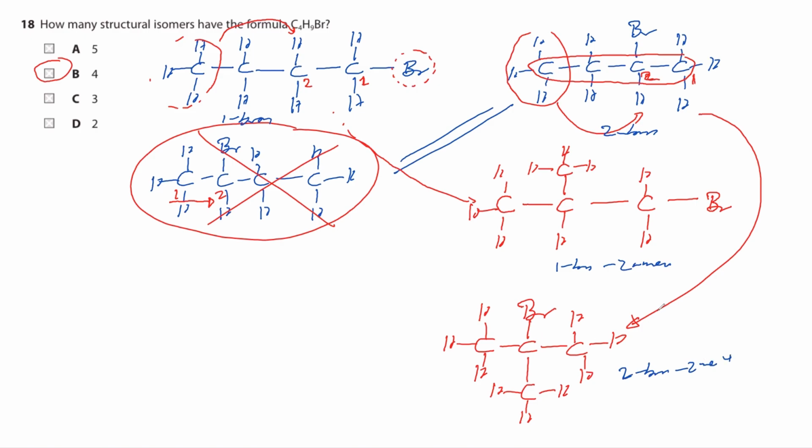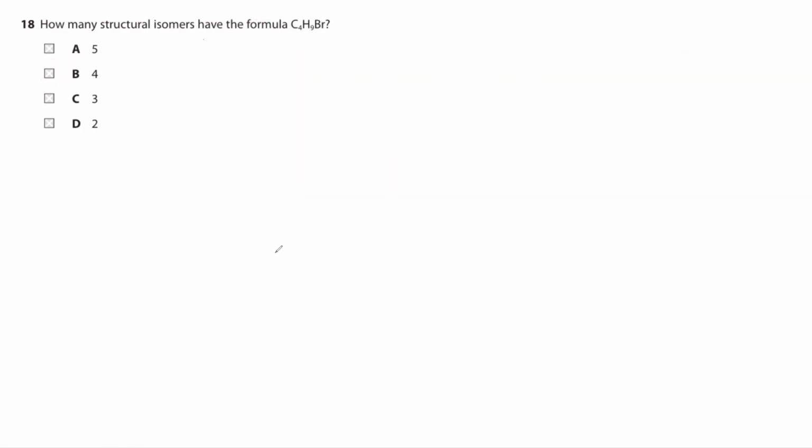So they are 4 different molecules because I get 1 bromobutane, 2 bromobutane, 1 bromo 2 methyl propane, 2 bromo 2 methyl propane. 4 different names. So therefore those are 4 different molecules. So that means I have 4 isomers. So my answer is B. Now let's go for question number 19.